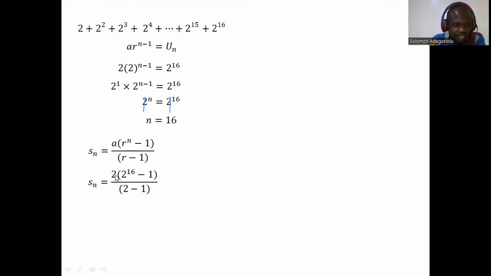We now have 2 into bracket 2 raised to power 16 minus 1, over 2 minus 1. 2 minus 1 will give us 1, so we don't have any problem with the denominator any longer. 2 raised to the power 16 will give us 65,536, minus 1. When you subtract 1 from it, you get 65,535. Multiply it by 2, and your final answer is 131,070.